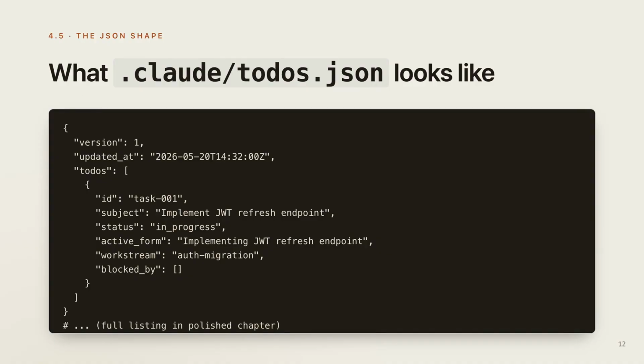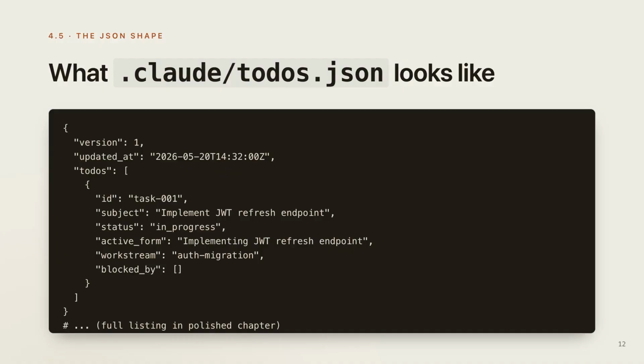Shape of .claude/todos.json, trimmed to the essentials: a version field, an updated timestamp, and a list of todos. Each todo carries an ID, a subject line, a status, an active form for present tense rendering, a workstream tag for grouping, and a blocked by list for dependencies. The full listing in the polished chapter has the description field, the blocks list, and timestamps for created and completed times. The fields are exactly the ones the task tools use internally, plus the workstream tag for grouping in the rendered view.